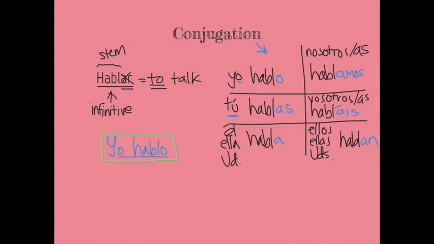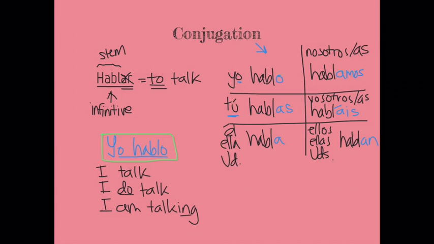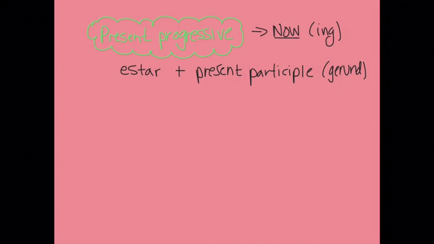Now I have to make those endings happen to get a conjugated verb. The other thing I need to remember is that each of these translates three ways. Yo hablo could translate as I talk, I do talk, or I am talking. All of those are possibilities with these normal conjugations. They all come from this right here. Yo hablo.